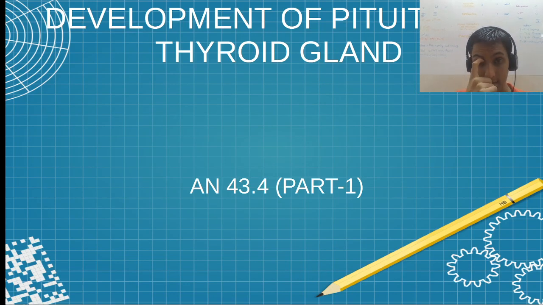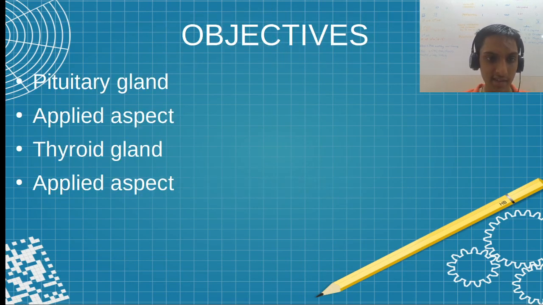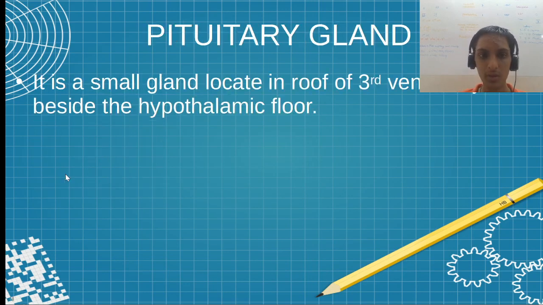Hello friends, in this video we will talk about development of pituitary and thyroid gland. So let's see how the pituitary gland develops with the applied aspect, and how the thyroid gland develops with the applied aspect. First, a little regarding the introduction and gross anatomy. So how are we going to write the answer? First introduction, brief about the gross anatomy, and then the development with the developmental disorders.